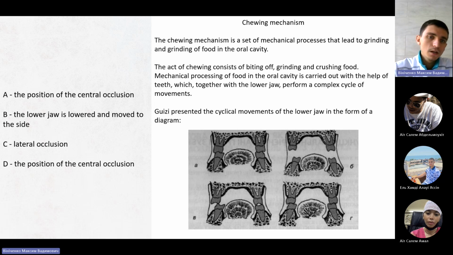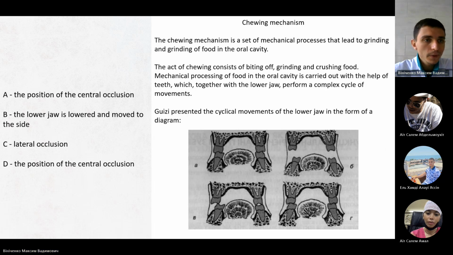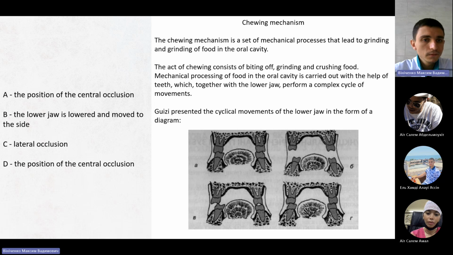Chewing mechanism. You could see the chewing mechanism in these black and white pictures. There are four stages of chewing. The first is the position of the central occlusion. Here we can see the tongue and the relationship between the teeth on the right and left side. We call it the position of the central occlusion.